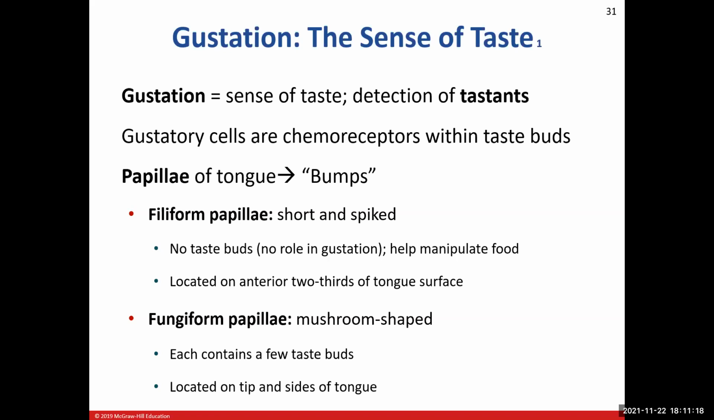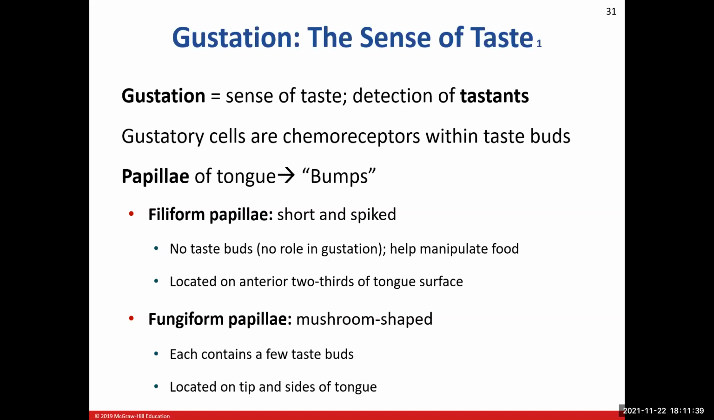And some of you might think, oh, I know where my taste buds are. I have these bumps on my tongue. They're called papillae, and those are my taste buds. Well, that's true, right? There are bumps on your tongue, the papillae. But not all of those papillae contain taste buds. There are different groups of papillae, and we're going to run through them.